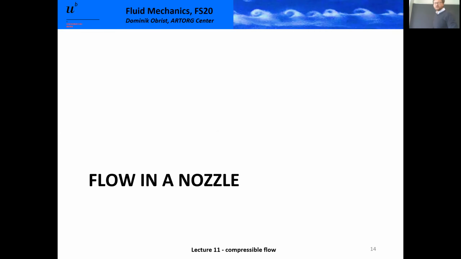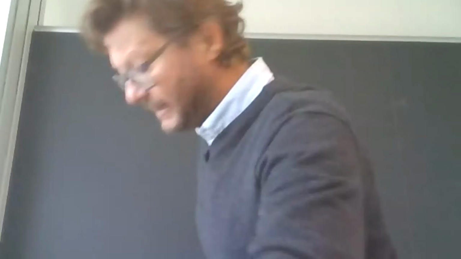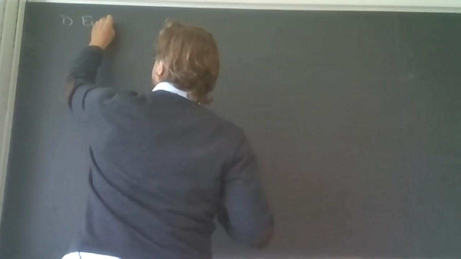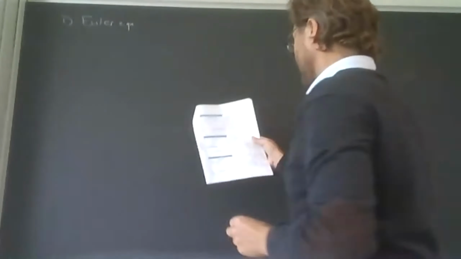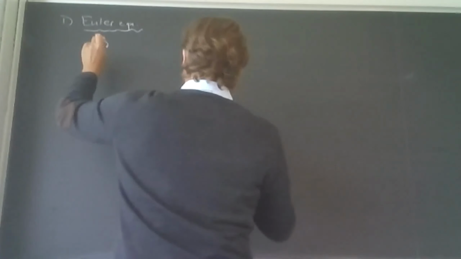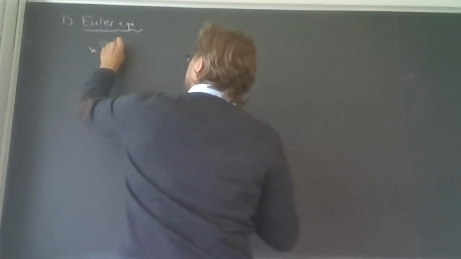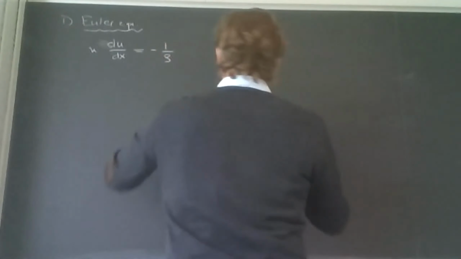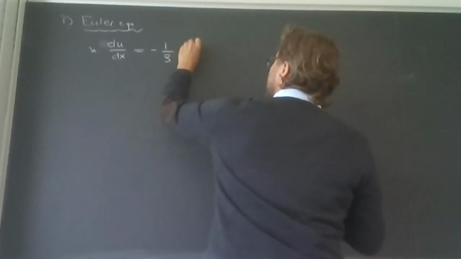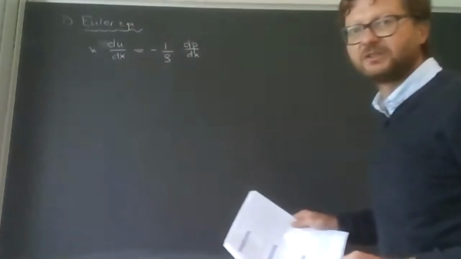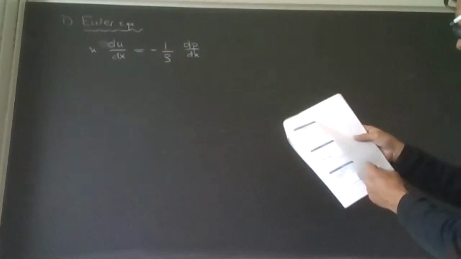The first thing we're going to do is to take the equation for conservation of momentum, the Euler equation. If you look it up, it says u du/dx equals minus 1 over rho dp/dx. This is what we had on the slide of conservation laws. It's part of Navier-Stokes.